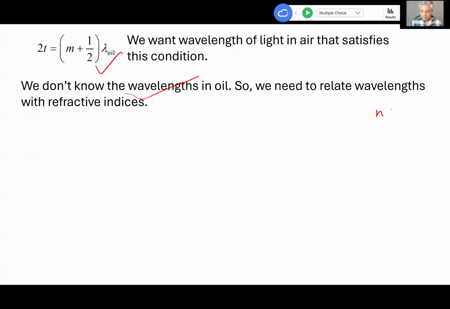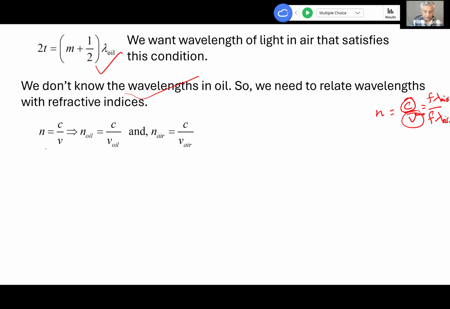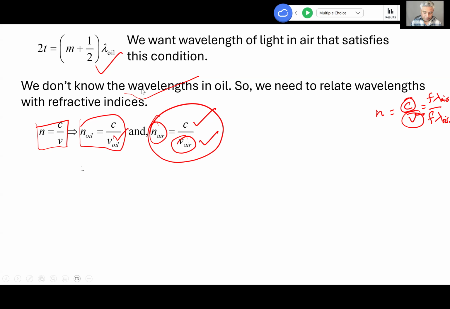For that we can use the definition of refractive index, right? So c and v, we can write them in terms of frequency and wavelength, but this is for air and this is for oil. So that's what I am doing here. The refractive index is this, and for the oil the speed is going to be the speed in oil, and for air the speed is going to be the speed in air. And the speed in vacuum and air are about the same, so the refractive index of air is just 1.